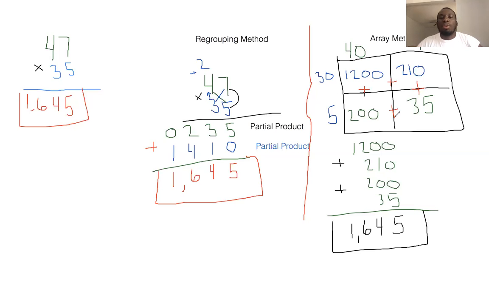I'm going to do another example of both methods. Let me clear my board. So the next number I'm going to do for the second example is 97 times 53.